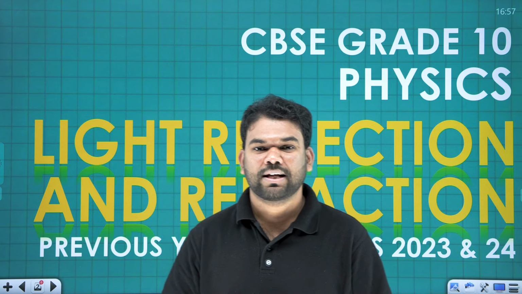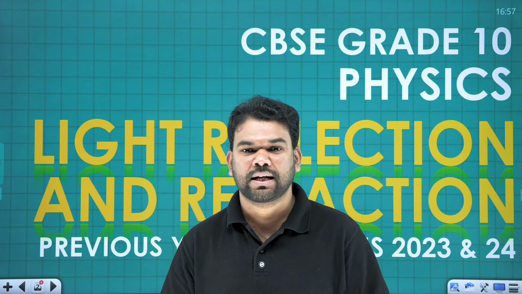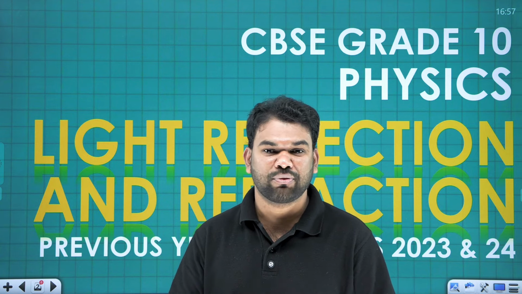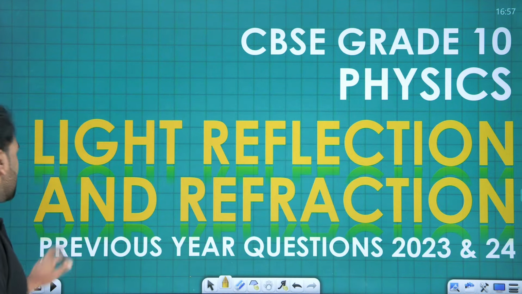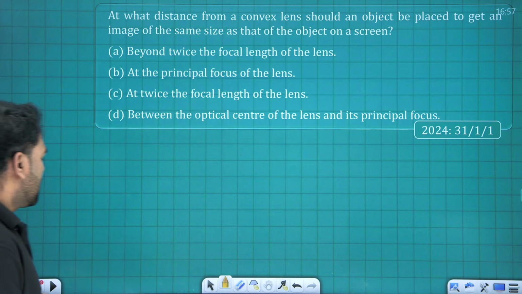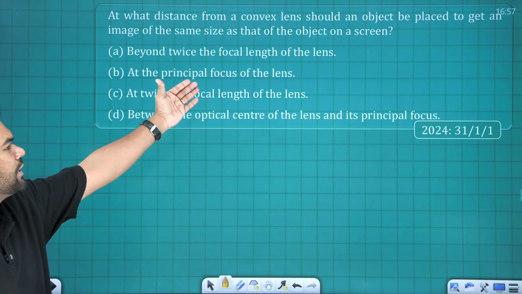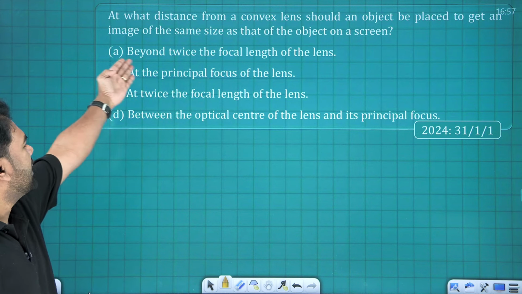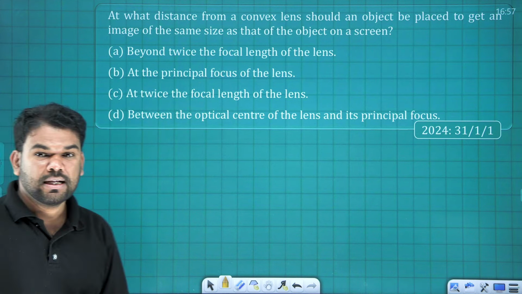Hi all, welcome to previous year question paper discussion of physics from the chapter Light, Reflection and Refraction. Now we are going to the questions. Now our first question, at what distance from a convex lens should an object be placed to get an image of the same size as that of the object on a screen?